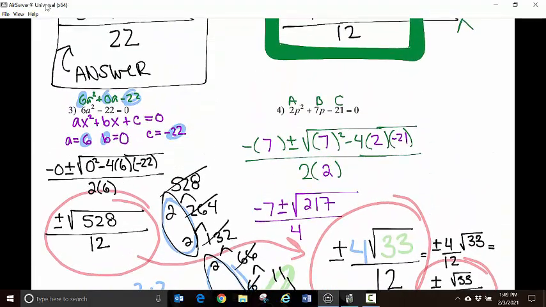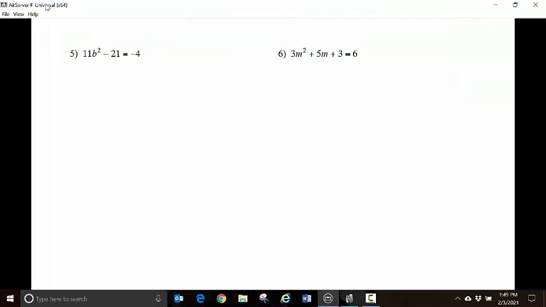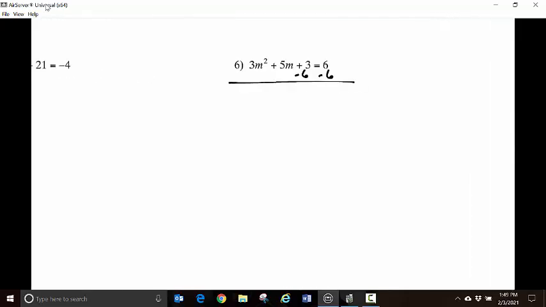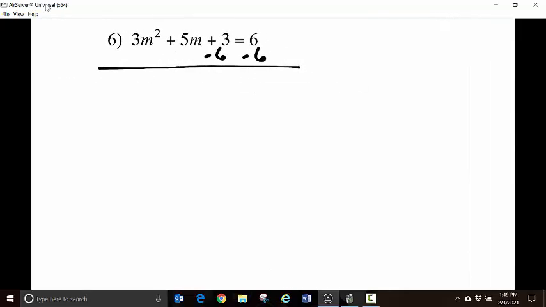All right. So guys, I would like you guys to do 6 with your group. Notice step 1 says that you need to get it equal to 0 first. Number 5 is just like the one we just did. As soon as your group has this one, stand up.